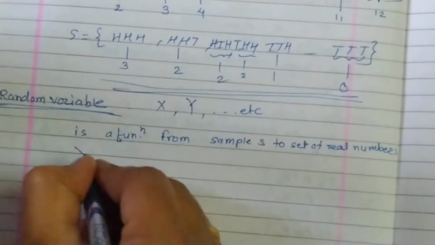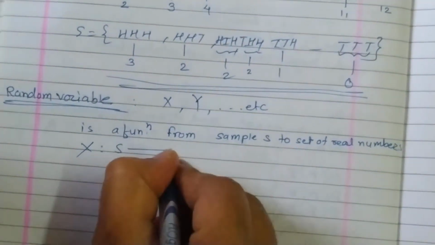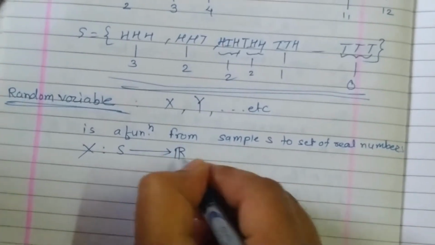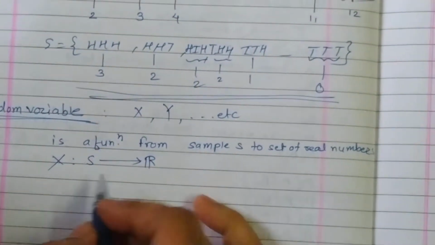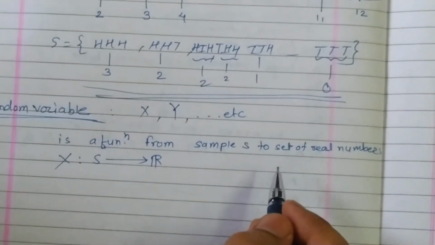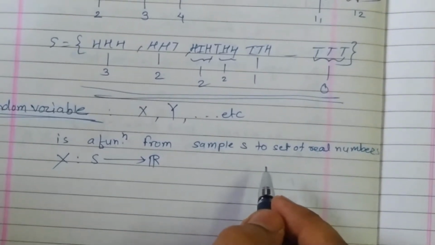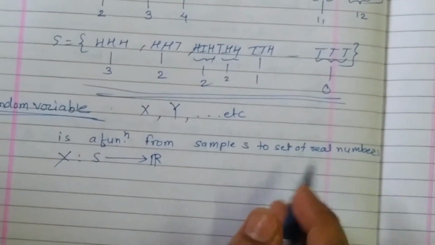For example, capital X is my random variable, then it is a function from S to R. I hope everyone has understood the concept of the function which we discussed previously, maybe in 11th standard. Okay, so now you can look at here.